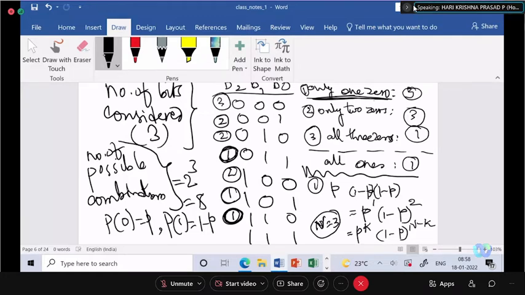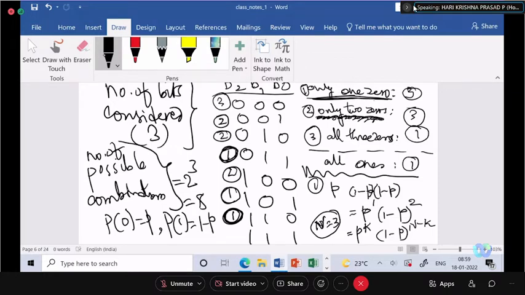Let me see the second one. Only 2 zeros. How many such combinations? Only 2 zeros is indicated by... Sir, can you please explain that first one again? Any question, please? Okay, when I consider what's happening, only 2 zeros.